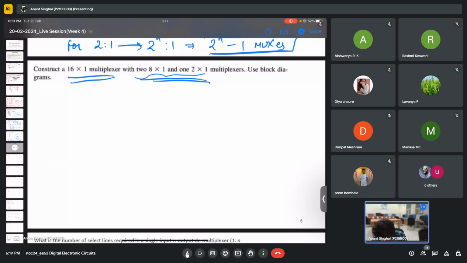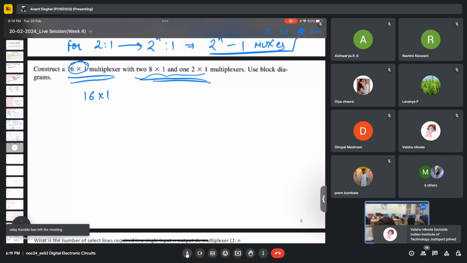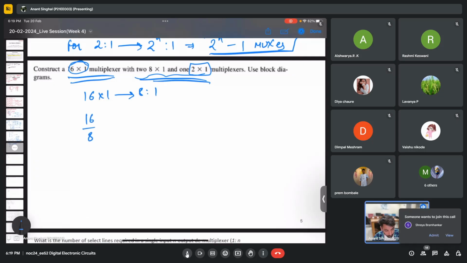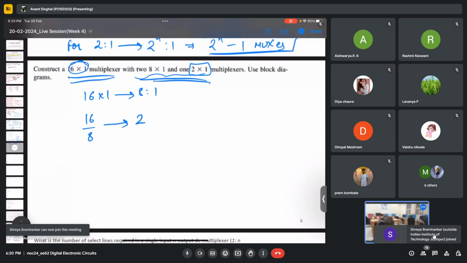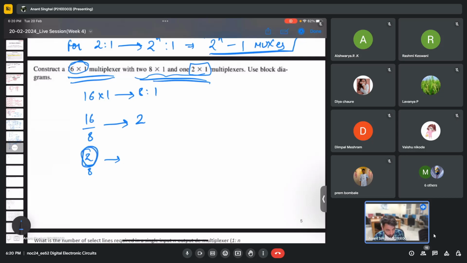Just to clarify, we need a 16 cross 1 mux, and you have been given 8 cross 1 muxes. So we'll start with that and see if we need a 2 cross 1 mux. I'm doing the same thing again. Now I have 16 by 8, and the remainder is 2. Since the minimum is 8, we cannot divide it by 8. Since we are left with a remainder of 2, we require a 2 cross 1 mux extra. So we will require two 8 cross 1 muxes and one 2 cross 1 mux, which is also given in the question.